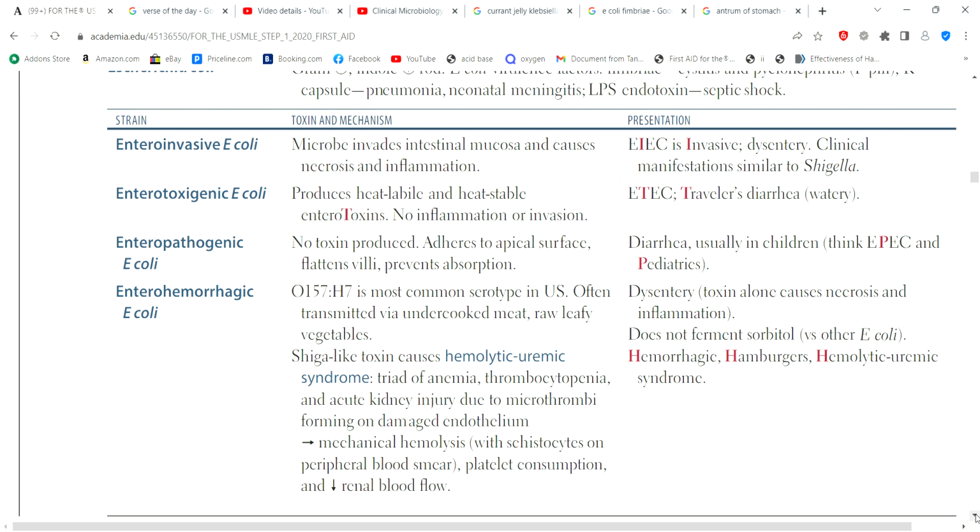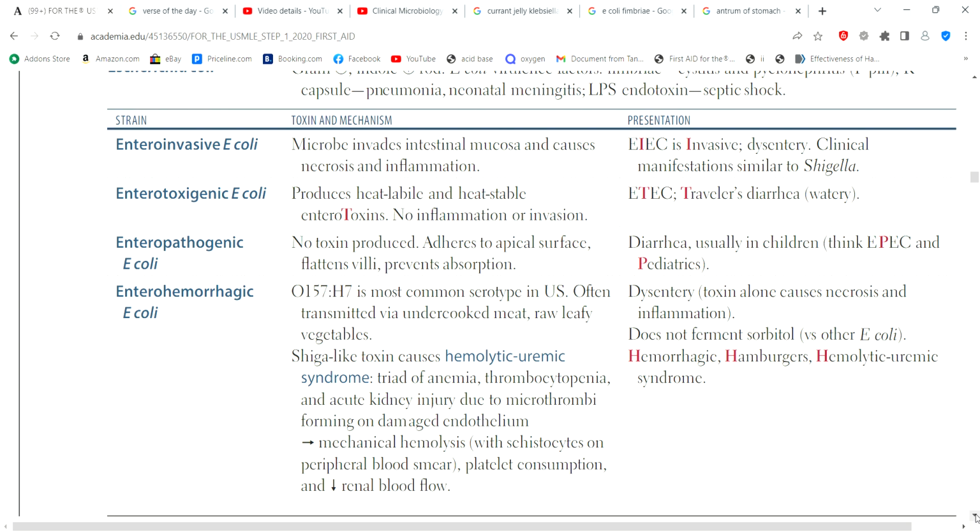Enterotoxigenic E. coli produces the heat labile and heat stable enterotoxins, with no inflammation or invasion, that can cause watery diarrhea. So this one is known as traveler's diarrhea. It is always watery diarrhea. There's no invasion. There's no blood in the stool. Now what you have to remember is that this one produces heat labile and heat stable enterotoxins. Heat labile is going to increase cyclic AMP. Heat stable is going to increase cyclic GMP.